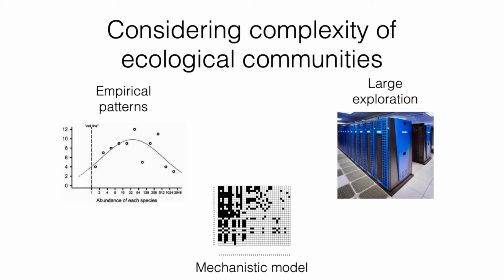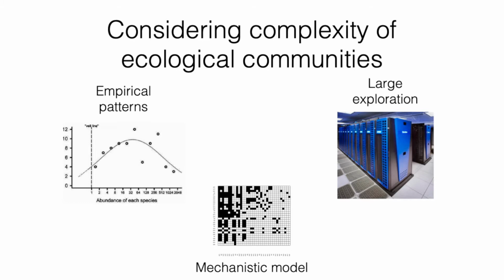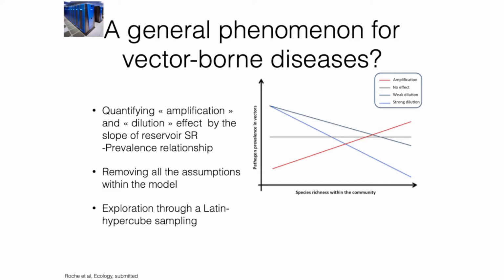The theoretical framework. So now the point is to fill up this theoretical framework with data and different frameworks to actually be able to mimic the complexity of ecological communities. We've developed different kinds of approaches based on empirical patterns, on mechanistic models between pathogen transmission and structure of communities, or also a large exploration of parameters. I'm going to focus just on this last part to try to understand if this dilution effect could be a general phenomenon for vector-borne disease.